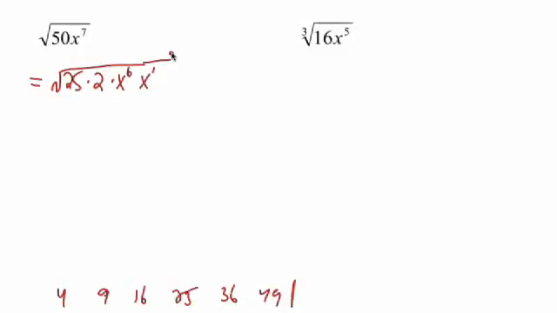And now I just break this up into 4 square roots. This is the square root of 25 times the square root of 2 times the square root of x to the 6th times the square root of x.